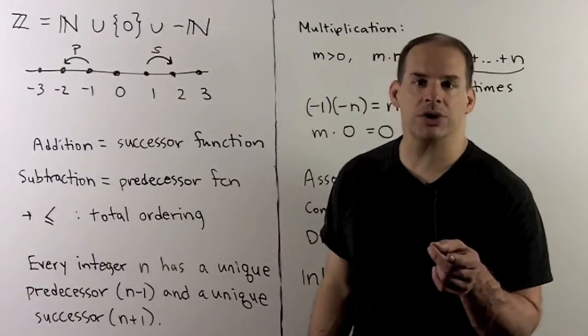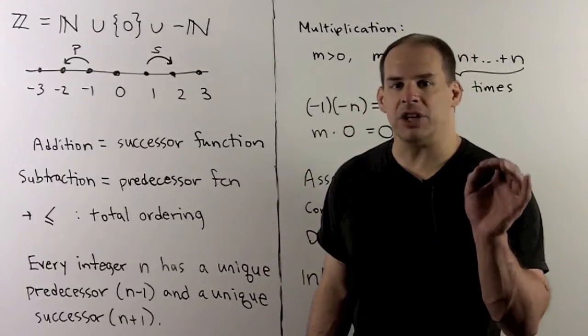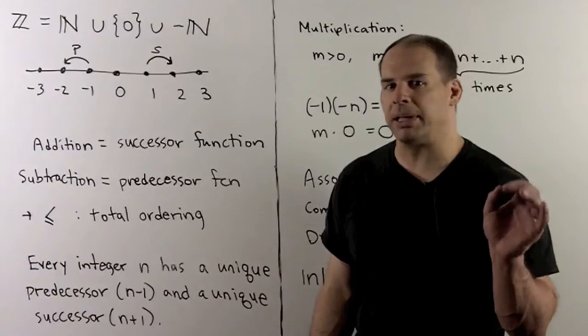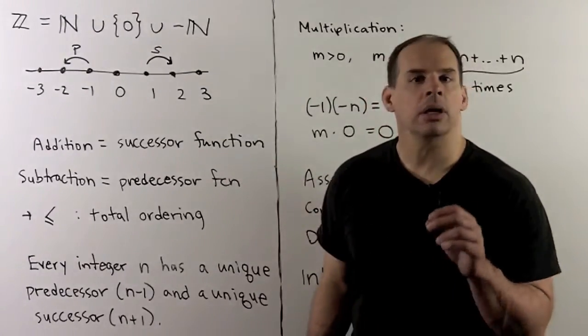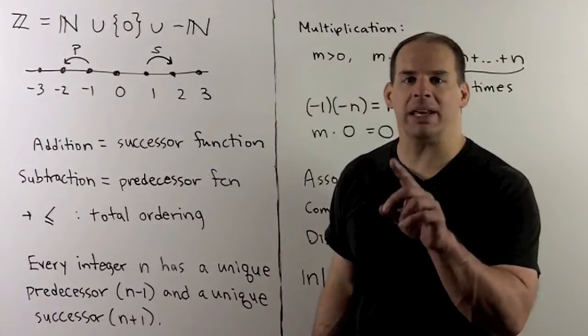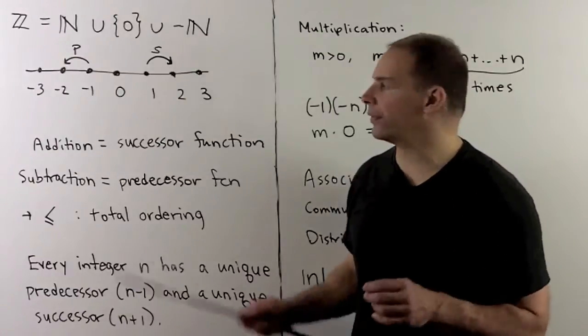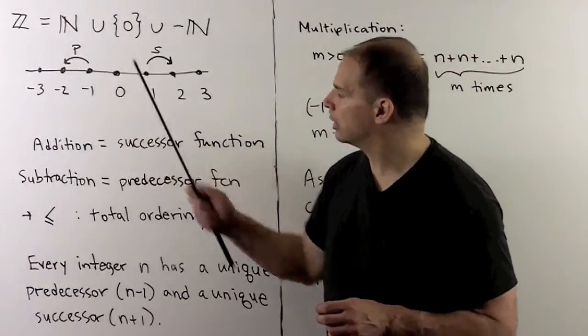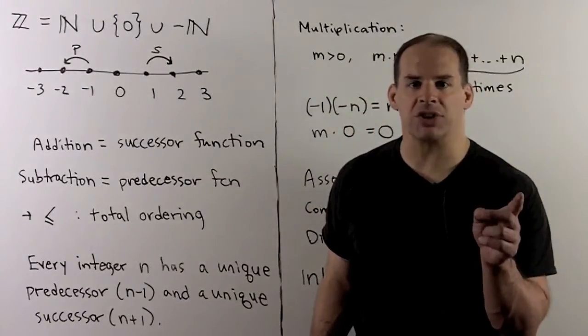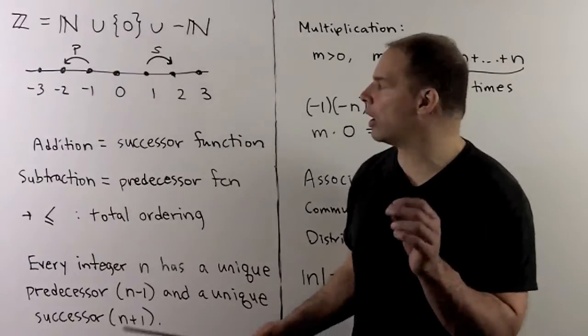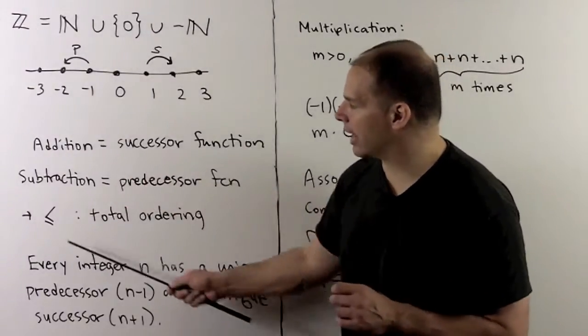As with the natural numbers, if I want to define addition, we can think of that as repeated application of a successor function. If we want to define subtraction, that's repeated application of a predecessor function. With predecessors and successors, we can put a total ordering on the integers. Okay, we call that less than or equal to.